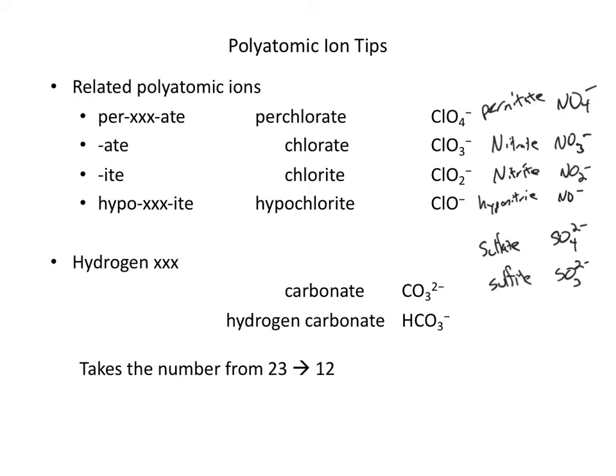But if we remember the relationship, as long as you know chlorate, you know chlorite will have 1 less oxygen, the hypo-ite will have 2 less oxygens, and if we know the ate, the per-ate will have 1 more oxygen.